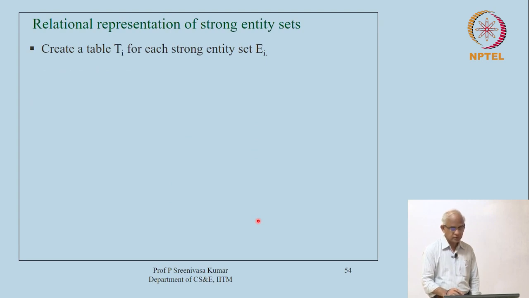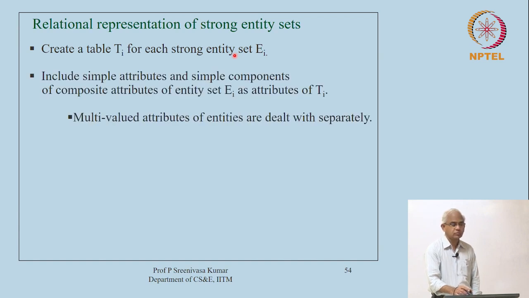Okay. So, let us first focus on strong entity sets. Okay. So, let us say there is a strong entity set EI. So, what we will do is create a table TI for that particular entity set. The name of the table will be the same as the name of the entity, but in this case we are just representing it as symbols like EI, TI. Now, the entity set will have attributes, right. Now, it will have different kinds of attributes.